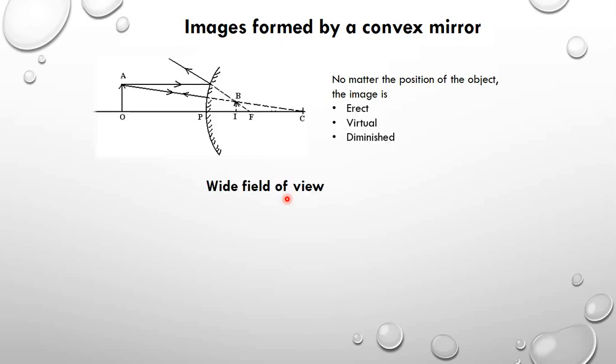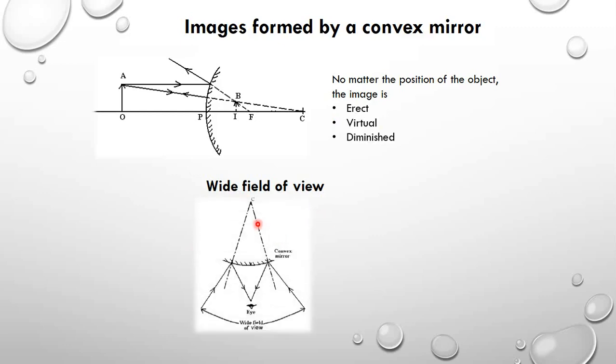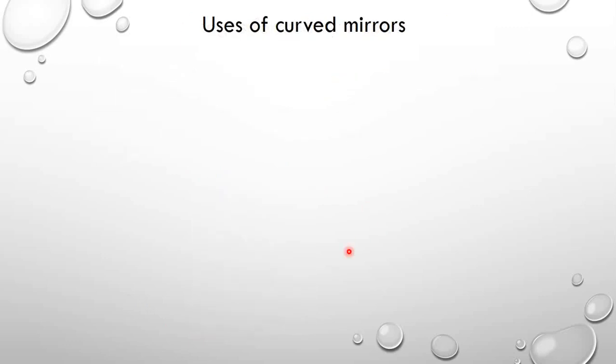Now, in addition to that, convex mirrors also have what we call a wide field of view. A wide field of view means you can view over a wider area. If we compare with other mirrors, this one helps you to view over a wider area, and this property is very, very important. Let us look at the uses of curved mirrors.